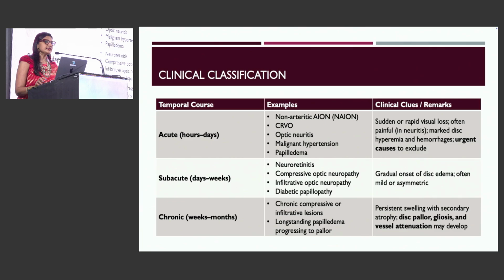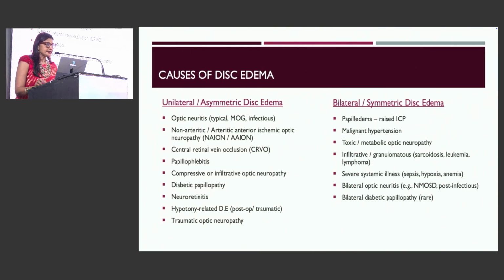Clinical classification is according to the course of the disease. Is it acute, is it subacute, or is it chronic? You know that the ischemic events are almost always acute, inflammatory are also mostly acute, and sometimes malignant hypertension and papilledema are also acute, with a rapid rise in the disc edema. The subacute causes are the compressive ones, the infiltrative ones, and the chronic ones are the chronic infiltrative conditions and long-standing papilledema.